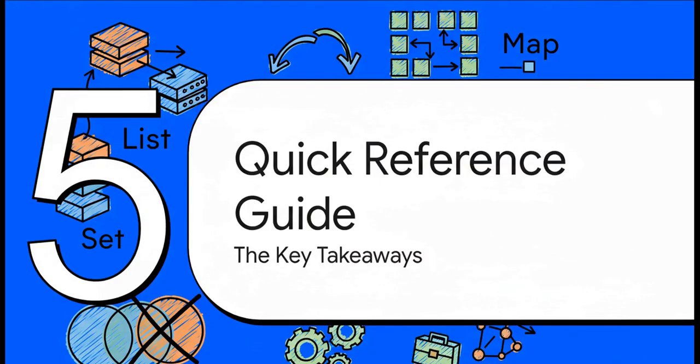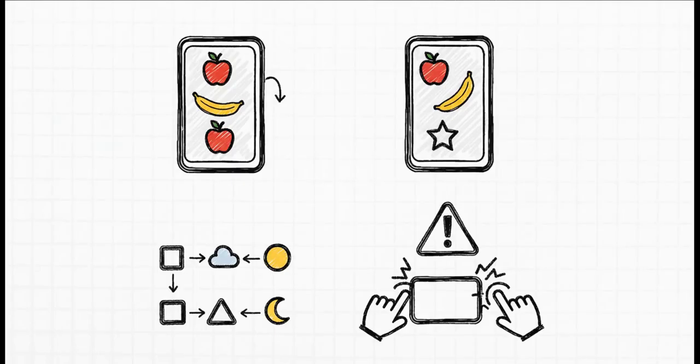Whew, okay, that was a quick run through. So let's just boil this all down into a super quick reference guide with the absolute must-know takeaways. Think of this as your cheat sheet. Just lock these 4 points in your brain. List, it's all about order, and duplicates are totally fine. Set, its one job is to prevent duplicates. Map, it's for your key value pairs, where every key must be unique. And one last really important pro tip. By default, these collections are not synchronized. So if you're working with multiple threads at the same time, you've got to be careful. That's a big one to remember.